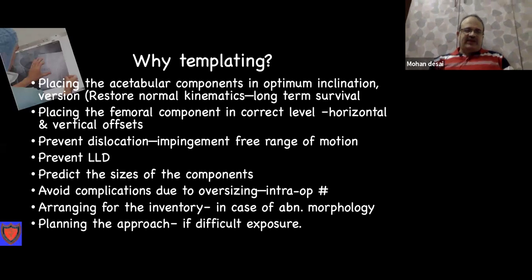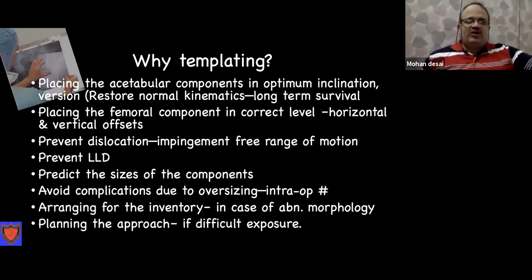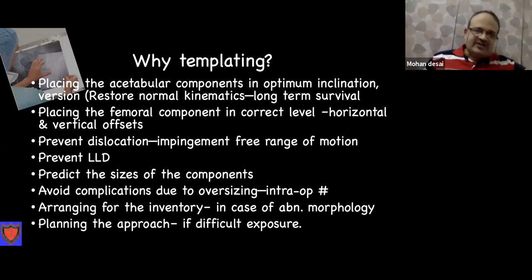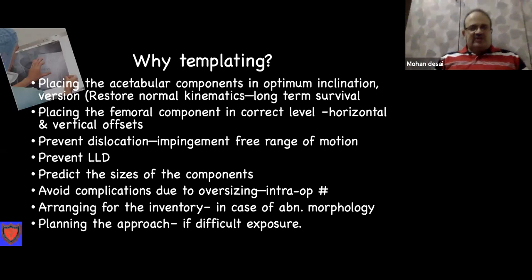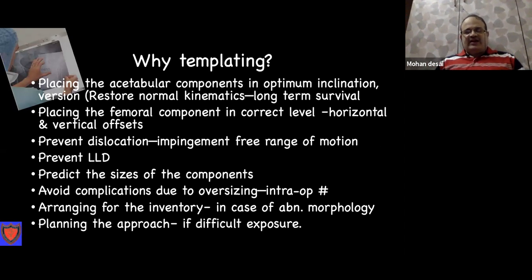We need to place the acetabular components in optimum inclination and version. This is to restore the normal kinematics, and this is also related to the long-term survival of the hip. You have to place the femoral component at the correct level and restore the horizontal and vertical offsets. And this is to prevent dislocation and have an impingement-free range of motion.